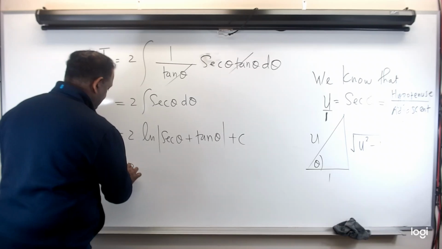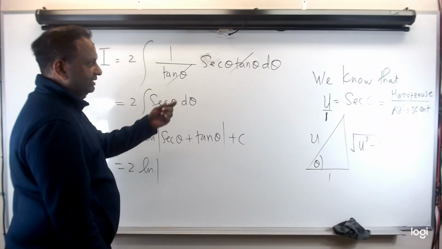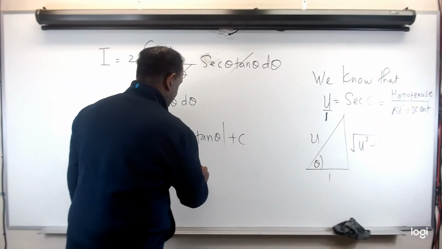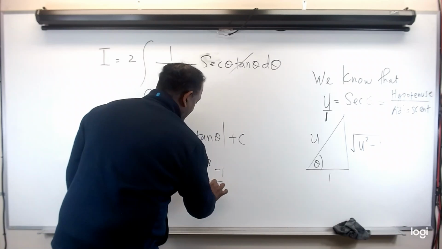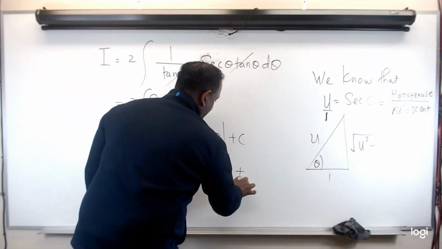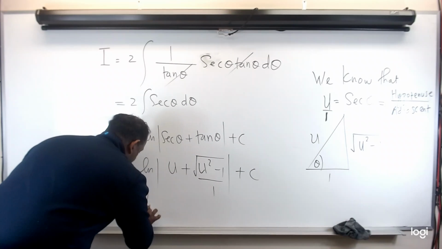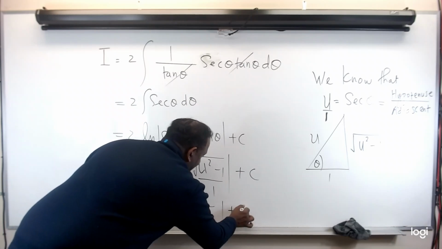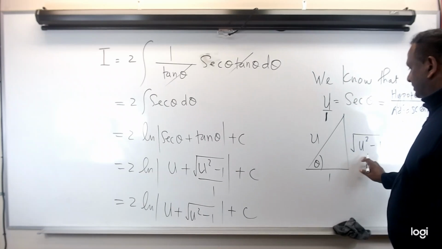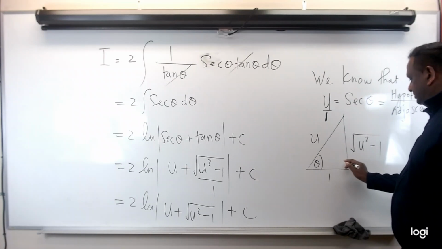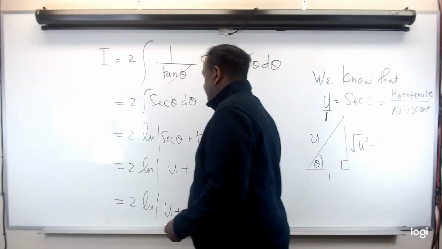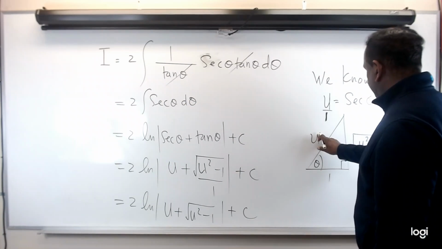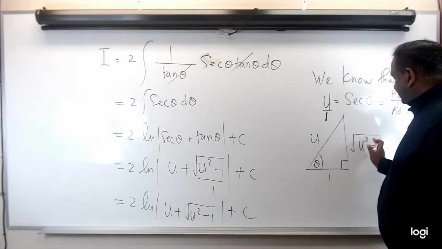From that, let's write the secant theta. Secant theta is already u, plus tan theta is the square root of u squared minus 1 over 1, plus c. This is 2 ln u plus the square root of u squared minus 1 plus c. We got this from the Pythagoras theorem. We know how we got this one, this squared minus this squared and square root.